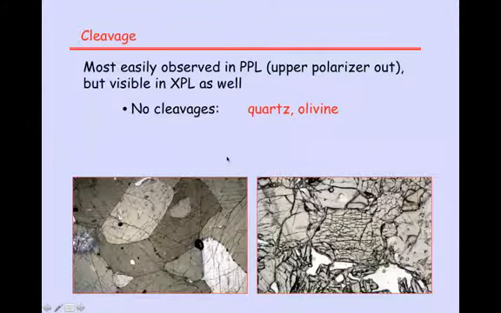Some minerals don't display cleavage. Quartz, for example, and olivine. When you think of a nice quartz crystal, you're seeing the crystal faces. That's part of the form or the habit of the crystal, not the cleavage itself.